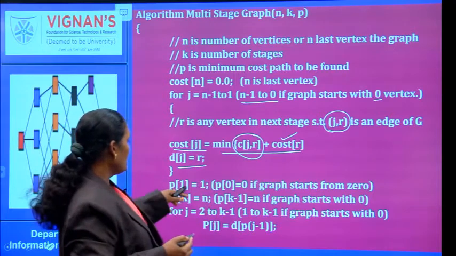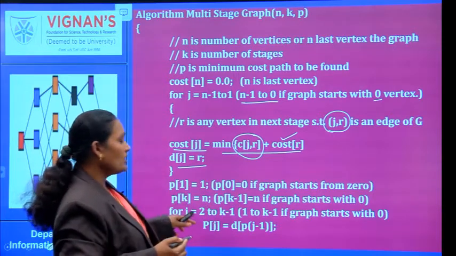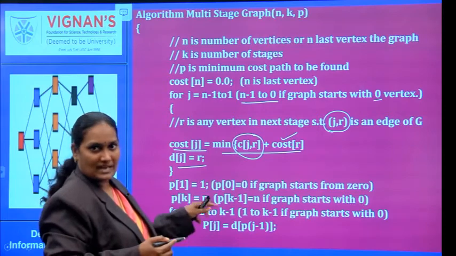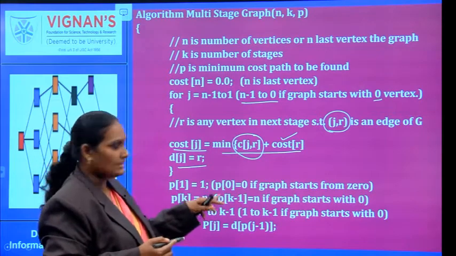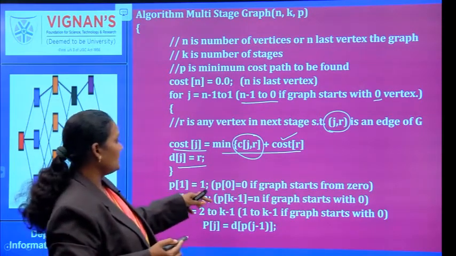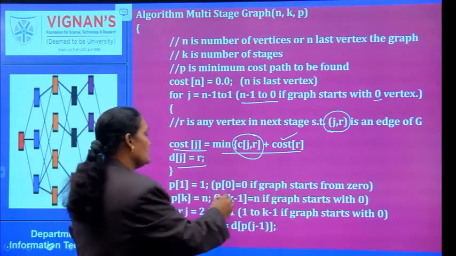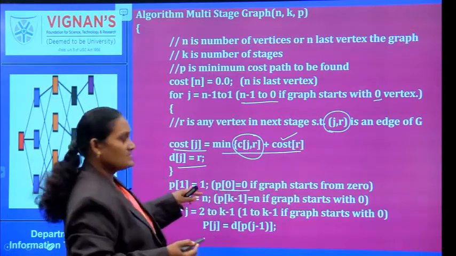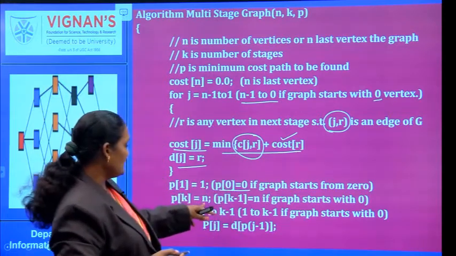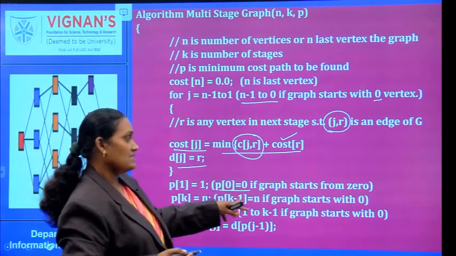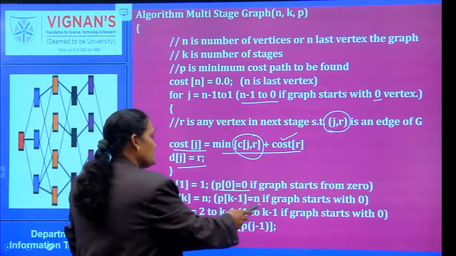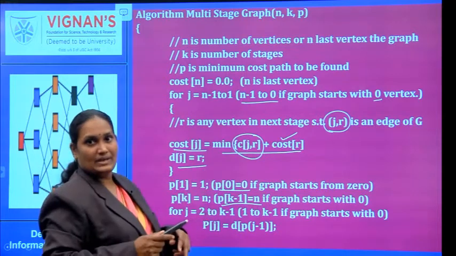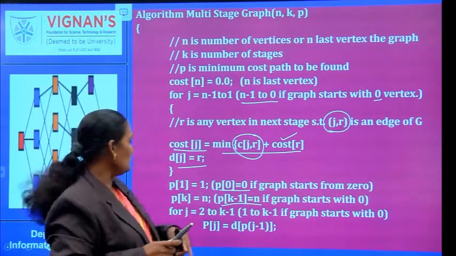Now after that P of 1 is equal to 1. Now I am going to find the path. P is the path from source to sink. P of 1 is equal to 1. If your graph starts with 0, P of 0 is equal to 0 we have to take. And P of k is equal to n. So if your graph starts with 0, in that case P of k minus 1 is equal to n. You need to take P of k minus 1 is equal to n.